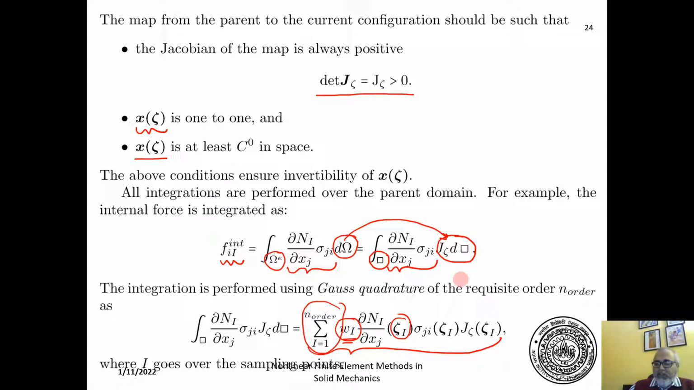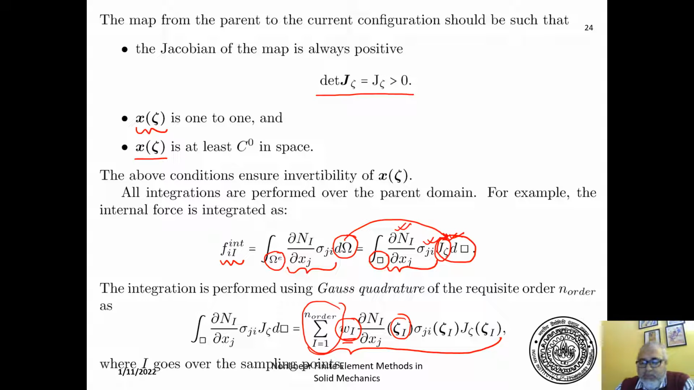And also remember that this is also a function of zeta. The Jacobian is in general a function of zeta. So when you take values at sampling points, you have to take the values of this, as well as the values of this over the sampling points. So this completes our study of the isoparametric formulation.